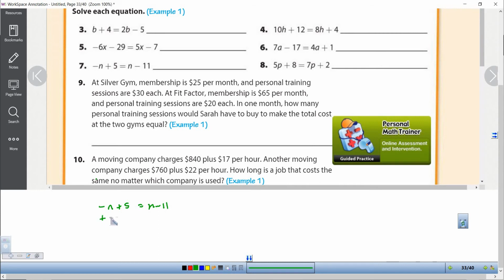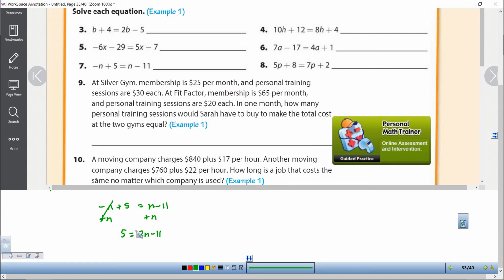So what am I going to do? I'm going to add a positive n to both sides. That's going to eliminate the variable term that has the smaller coefficient. Remember, I could subtract a negative n, but subtracting a negative is the same as what? Adding a positive. So to eliminate terms with negative coefficients, we simply add the opposite. So what do I get? I get 5 equals 2n minus 11, and now I simply have a two-step equation.